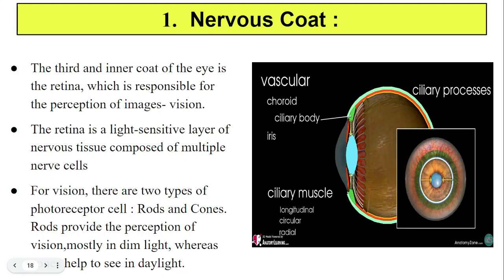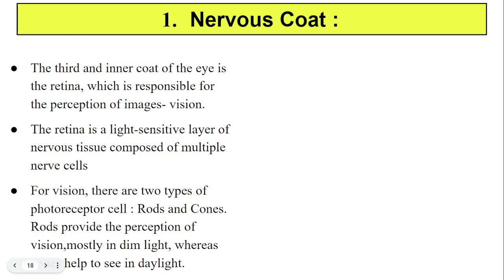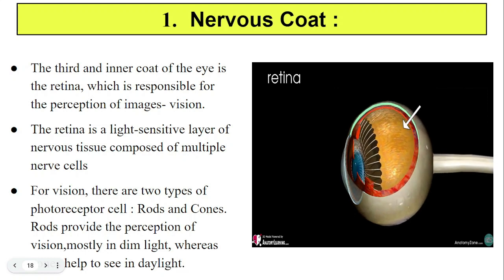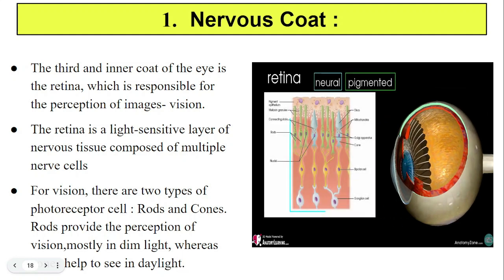Next one is the nervous coat. The third and inner coat of the eye is the retina, which is responsible for the perception of image vision. The retina is a light sensitive layer of nervous tissue composed of multiple nerve cells. For vision, there are two types of photoreceptor cells, rods and cones. Rods provide perception of vision mostly in dim light, whereas the function of cones is seen in daylight.